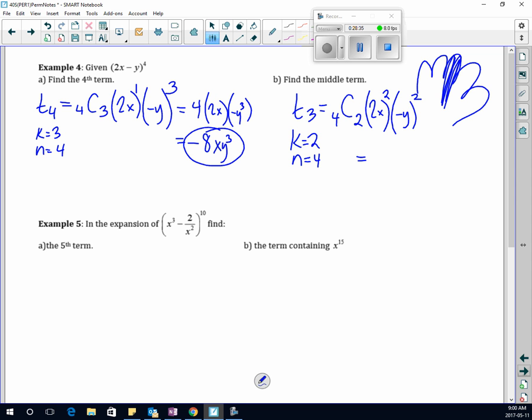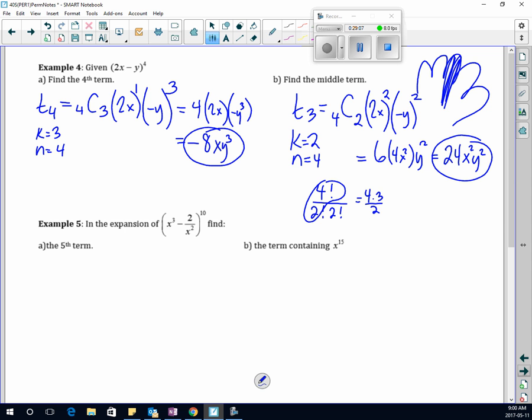I think it's 6 here, people. 4 factorial over 2 factorial, 2 factorial. 4 times 3 divided by 2, I get 6. 2x to the power 2 would be 4x squared. Negative y squared would give you y squared, positive, right? So then what do I get as my final answer? 24x squared y squared. Okay, moving on.